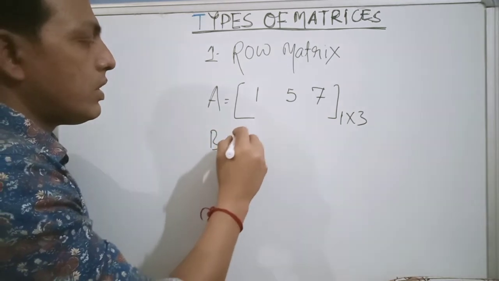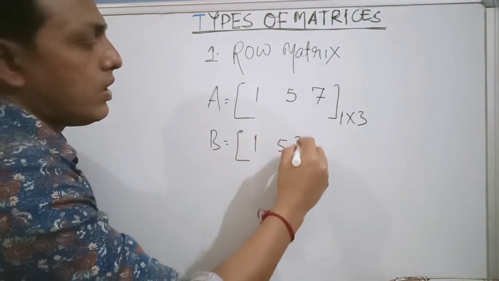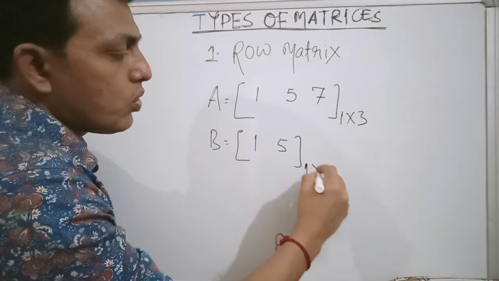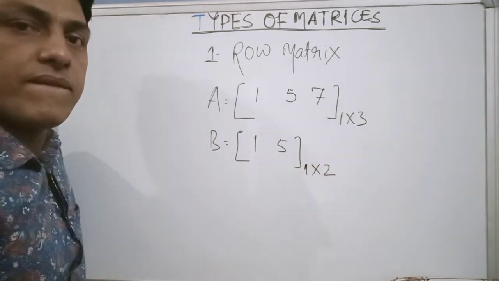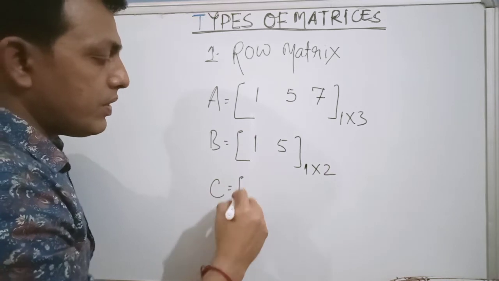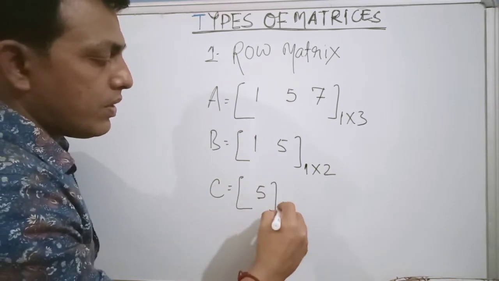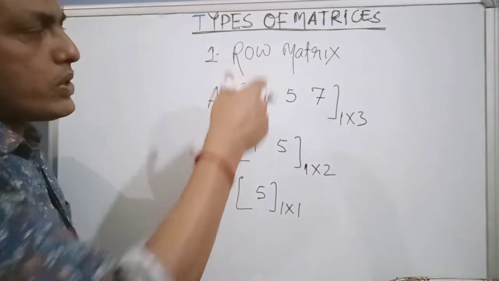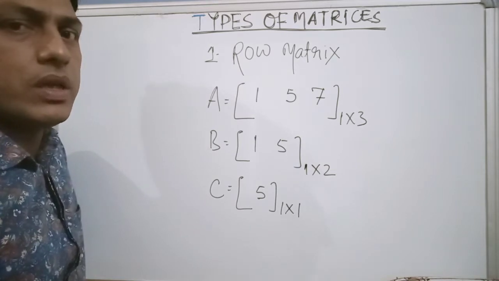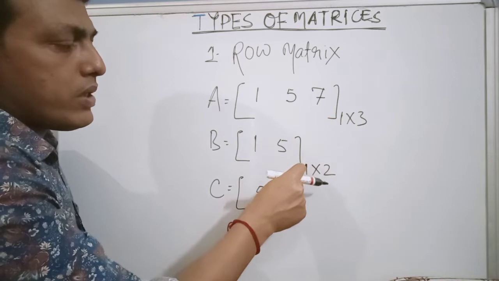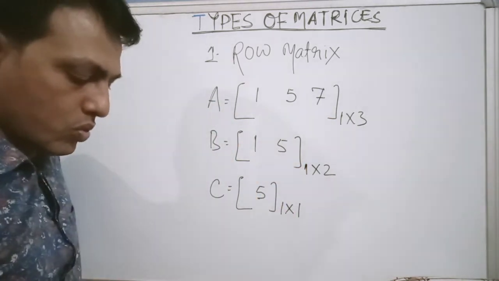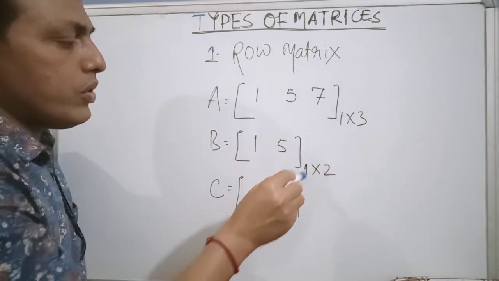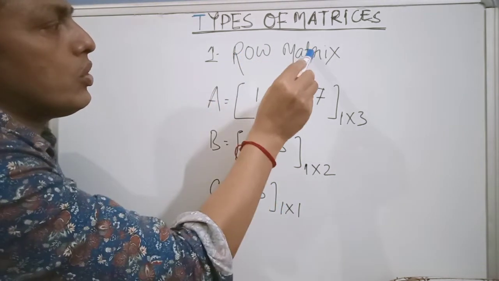Another example. 1, 5. One row, 2 columns. Another example. 1 row and 1 column. What is the common among all 3 matrices? Every matrix has only 1 row. So if a matrix has only 1 row, it is called row matrix.